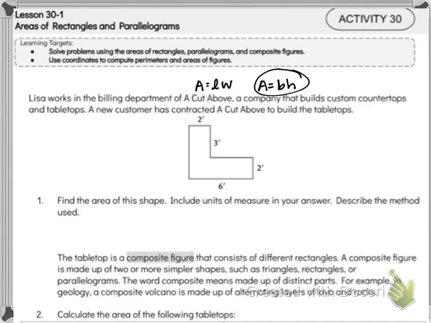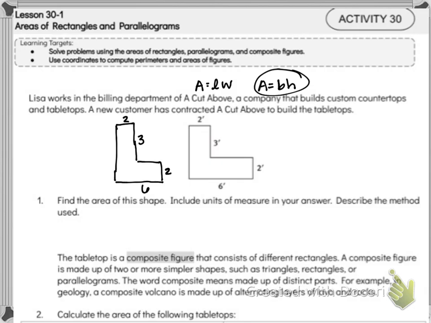So looking at this one, it says Lisa works in a building department, a company that builds custom countertops and tabletops. A new customer has contracted a cut above to build the tabletop shown. Now, if we're looking at this one, there's a couple of ways of doing it. I'm going to go ahead and draw another picture here to show you both ways. And if you can, go ahead and pause and see if you can figure this one out on your own.